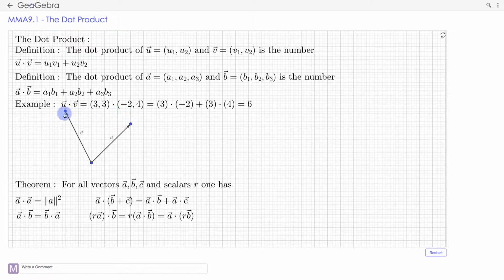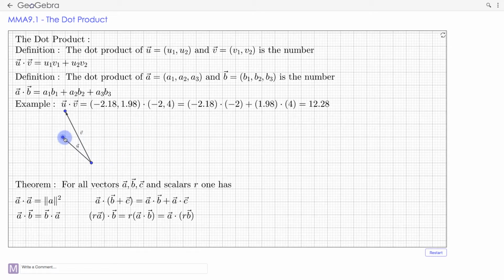So here's an example. Use this vector here, (3, 3), and the other one is (-2, 4). To find the dot product, the reason I have parentheses here is because you might end up with a minus in front. 3 times -2, plus 3 times 4. You can try changing this, maybe making it negative as well. So right now we have 12.